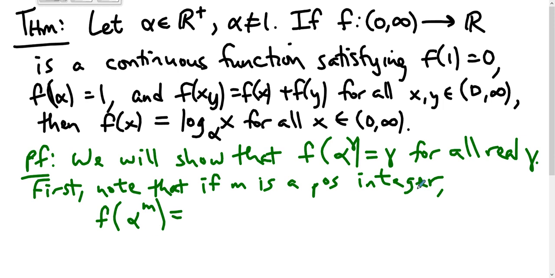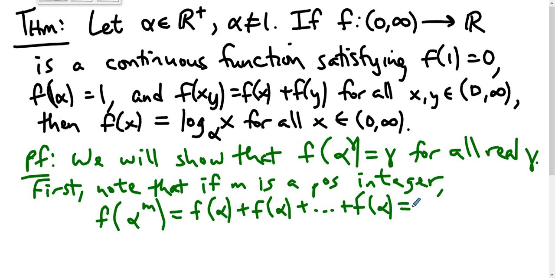Well, if m is a positive integer, then alpha to the m is alpha times alpha times alpha, until there are m copies of alpha. And we know that f of a product becomes a sum of function values. So this is f of alpha plus f of alpha, until there are how many copies of f of alpha? M copies of f of alpha. But f of alpha is 1. So if m is a positive integer, then we get what we want: m.